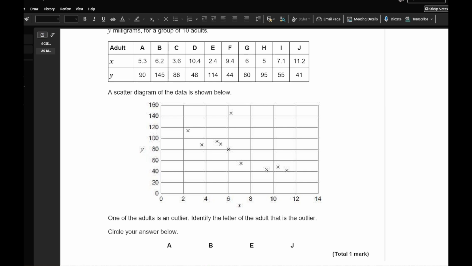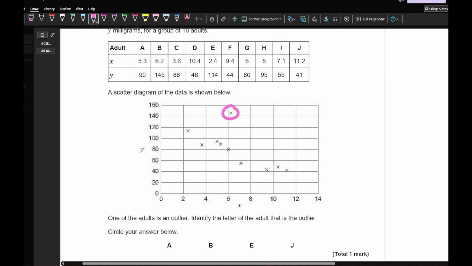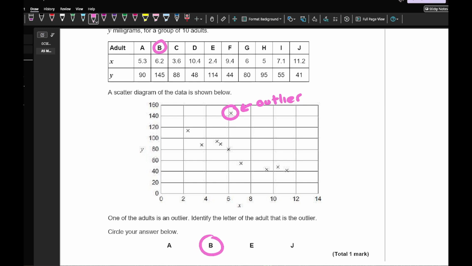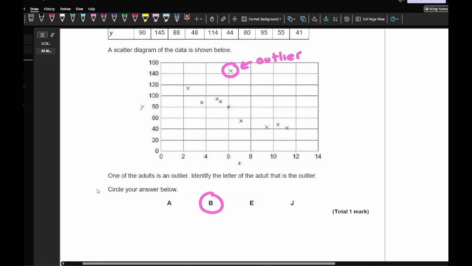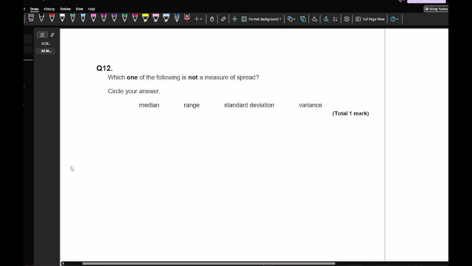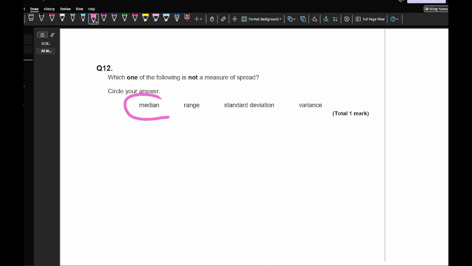So looking at the scatter diagram, I can see this one is the one that's most likely to be our outlier. And looking at the table, that's represented as B. So I just need to put a circle around B. Then for question 12, it says which of the following is not a measure of spread? And it says circle our answer, and the one you want to circle here is the median.